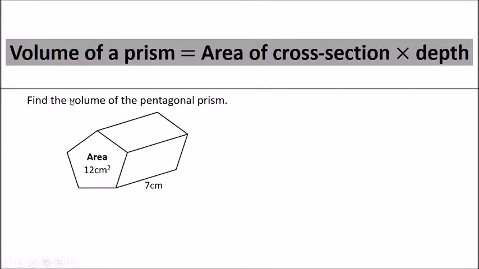So here's my first prism. In this question, they actually tell us that the area of this cross section is 12. So all I'm going to do is do 12 multiplied by 7, and then my final answer is 84 centimeters cubed. That is the volume of that prism.